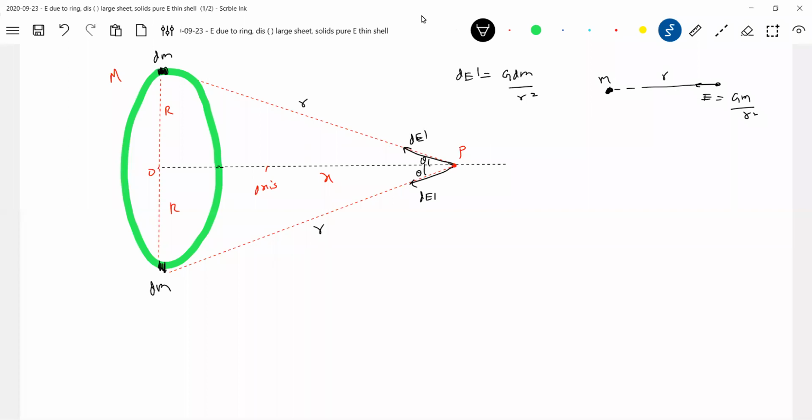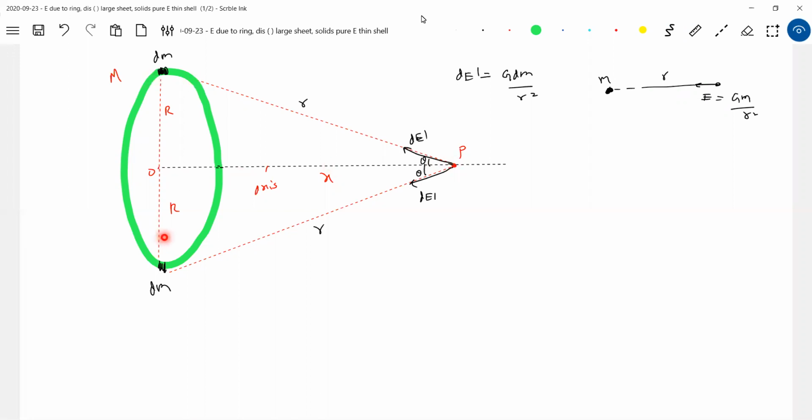Then after this, what is the net field? I think the y component will cancel. Now you can ask questions. Sir, for a rod, you assumed one element. Why did you bring two elements? So what is the simplest approach? About the point where you are finding the field, if mass is distributed symmetrically.